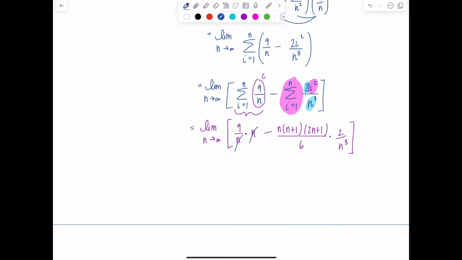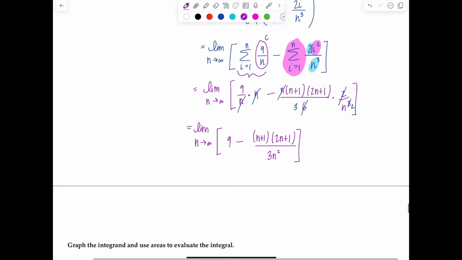These n's cancel. Can I cancel some more stuff? I can cancel one n here, make this an n squared. I can cancel the 2, and now this is a 3. So let's see, we've got the limit as n goes to infinity of 9 minus n plus 1 times 2n plus 1 over 3n squared. That's everything that didn't cancel out.